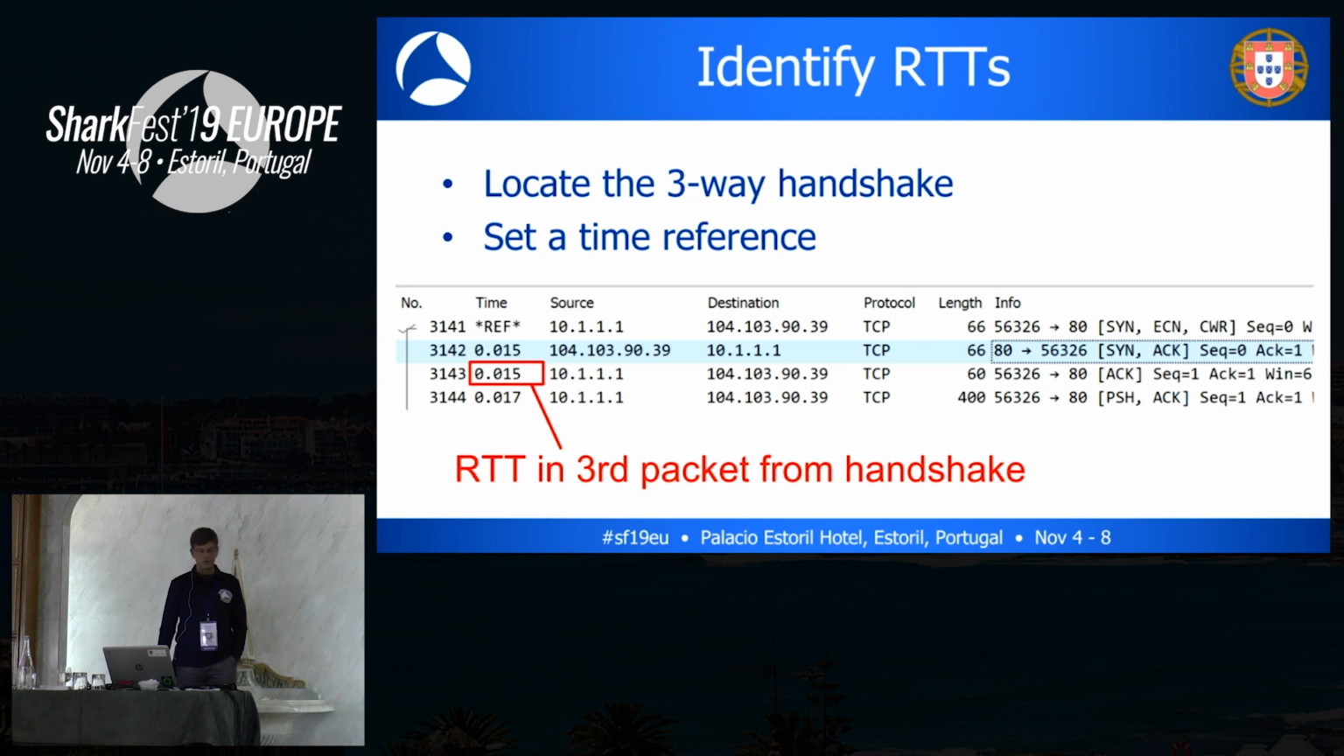So again, notice the three-way handshake with the first three packets: the SYN, the SYNACK, and then in 3143, the last part that completes the handshake. And I look at the third packet from the three-way handshake, and because I've set that Ctrl-T as a time reference, I can now read the round-trip time from the third packet. And that method will work no matter where you have captured your data.